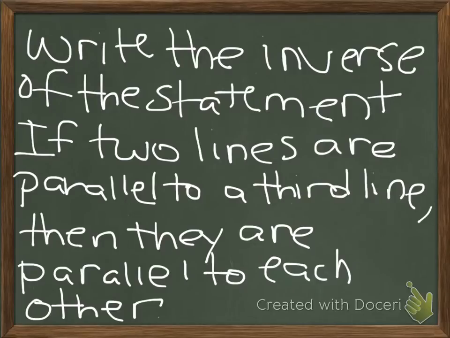Here we need to write the inverse of the statement. So the statement is if 2 lines are parallel to a third line, then they are parallel to each other. The inverse doesn't change the order of anything. It just adds a not to each statement. So if 2 lines are not parallel to a third line, then they are not parallel to each other.